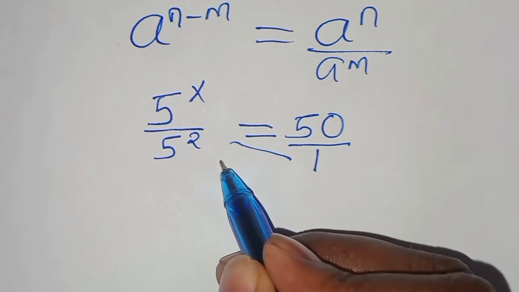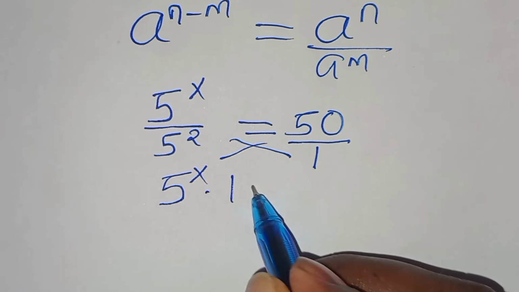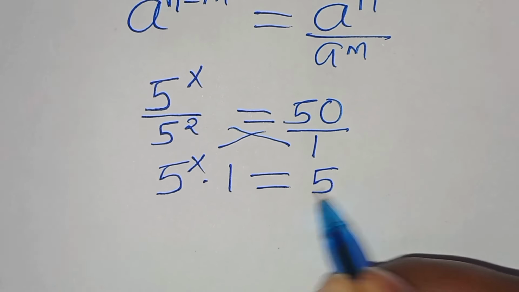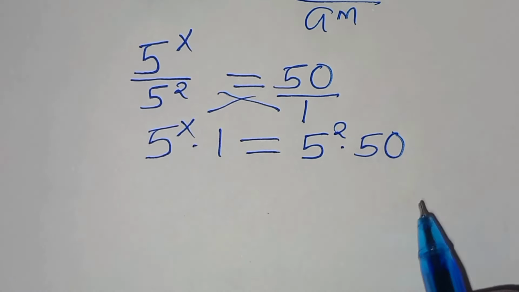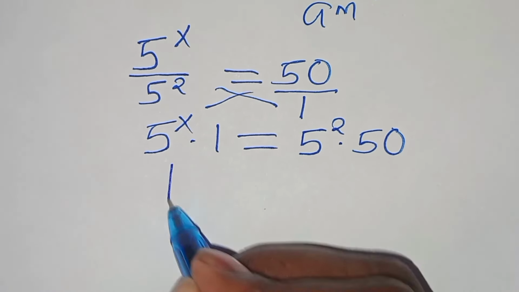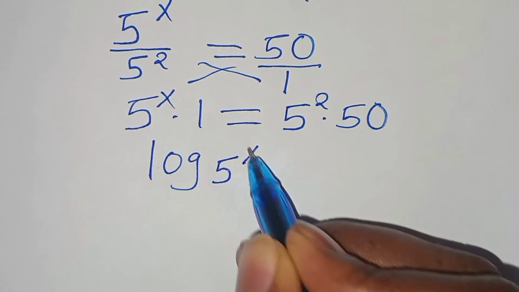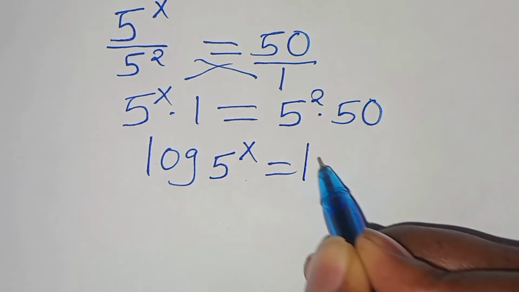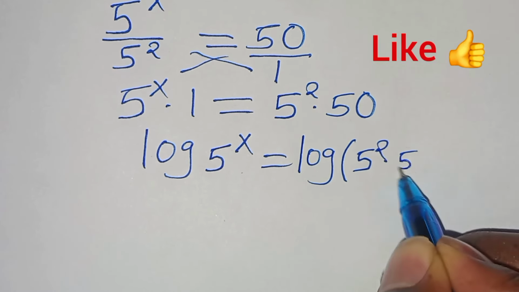So let's cross multiply from here so that we have 5 to the power of x times 1 equal to 5 to the power of 2 times 50. To solve for x here, we introduce logarithm on both sides so that we have log 5 to the power of x equal to log of 5 to the power of 2 times 50.